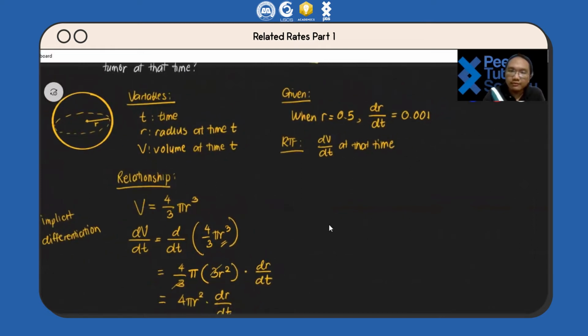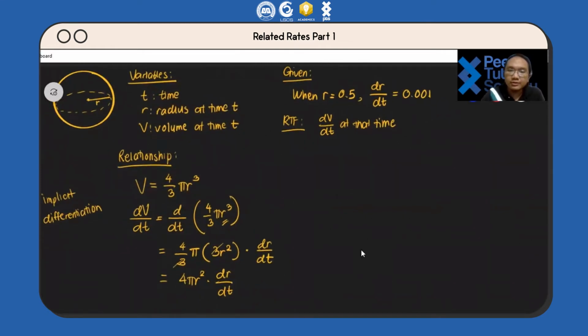And going back to our given, what do we know? So dV/dt is equal to 4 pi r squared dr/dt. So let's substitute here. r is 0.5. So 4 pi, our r is 0.5.